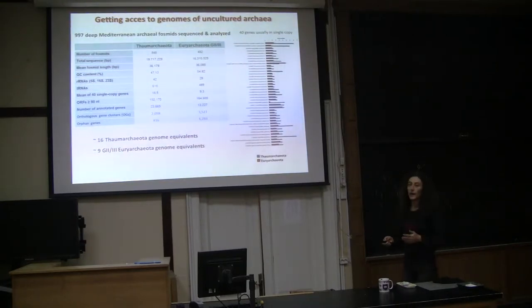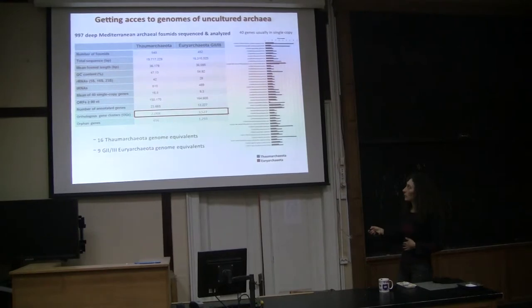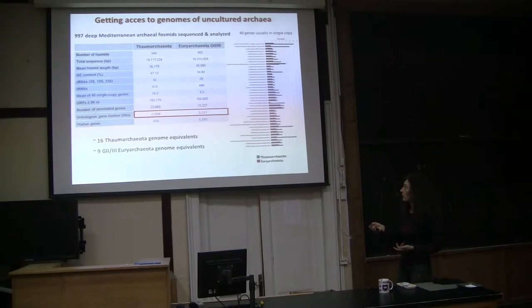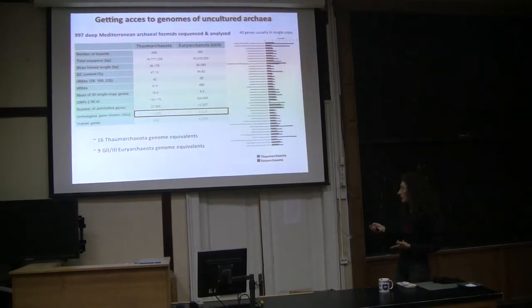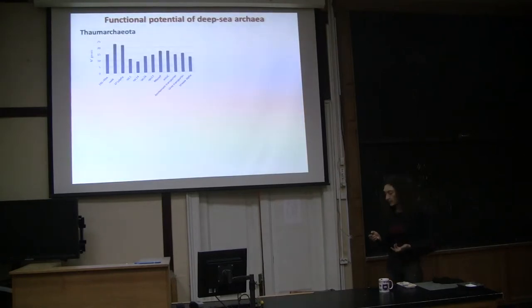So we of course looked for the potential functions of these. One of the things that we did was to class the genes in orthologous gene clusters. These are genes that are orthologs, so homologs, in the two cases, with 2,000 for Thaumarchaeota and 3,500 more or less for the Euryarchaeota. Then we got some functional hints about the type of functions encoded by these archaeal genomes.